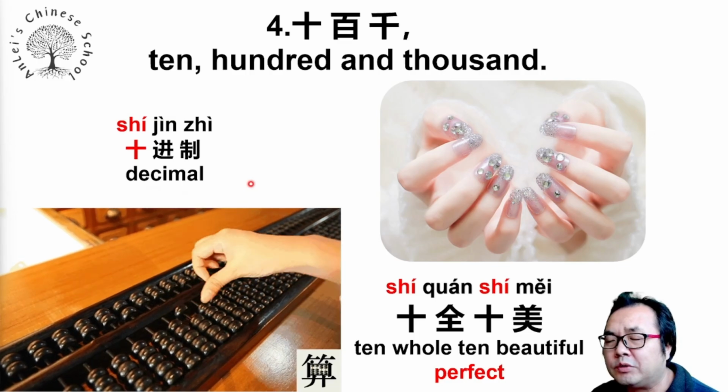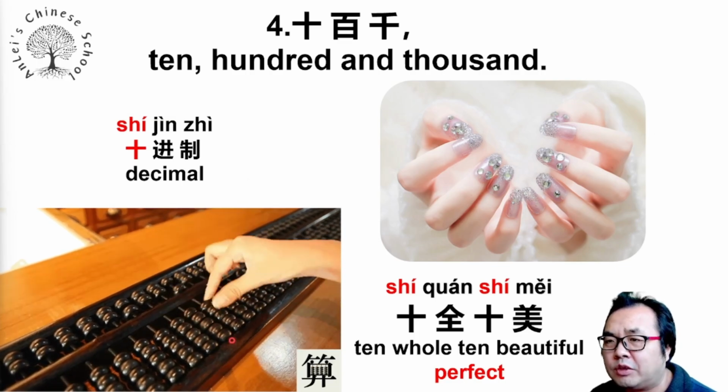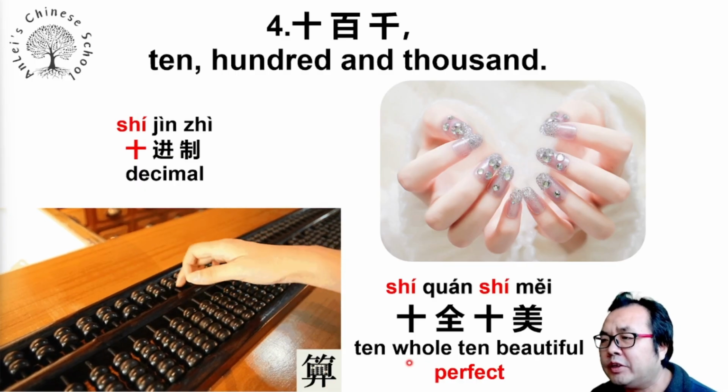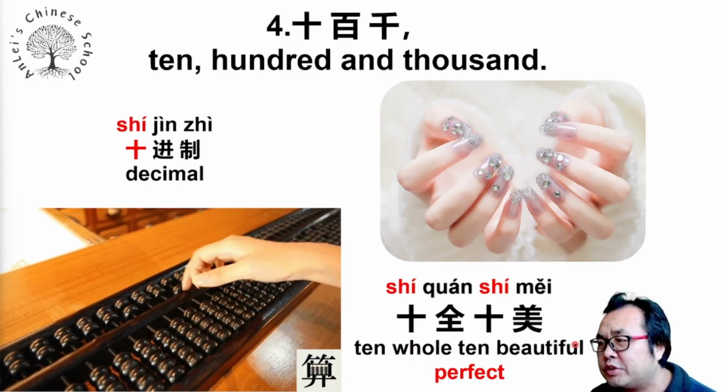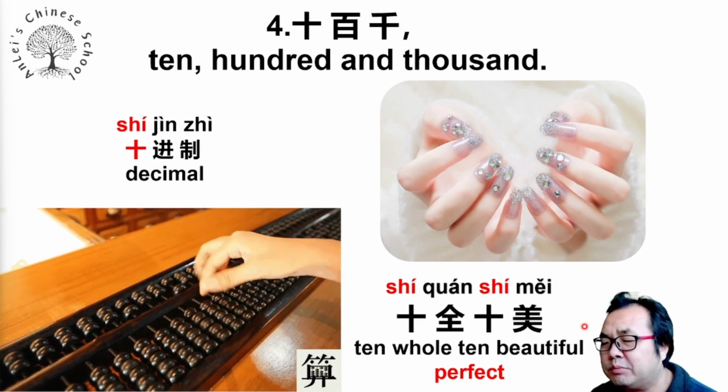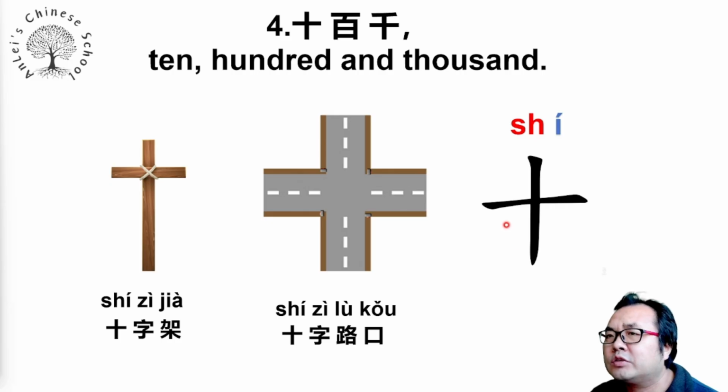So this is a 十, meaning decimal. This is how we use the abacus. There are 5 beads on the bottom part, each one equal to 1, and 2 on the top, each one symbolizing a 5. This character is a 算, calculate. We have one idiom, 十全十美, 10 whole, 10 beautiful, that means perfect. The character 10 looks like a cross, so in China we call it 十字架, cross. And the crossroad we call 十字路口. It looks like a number 10.